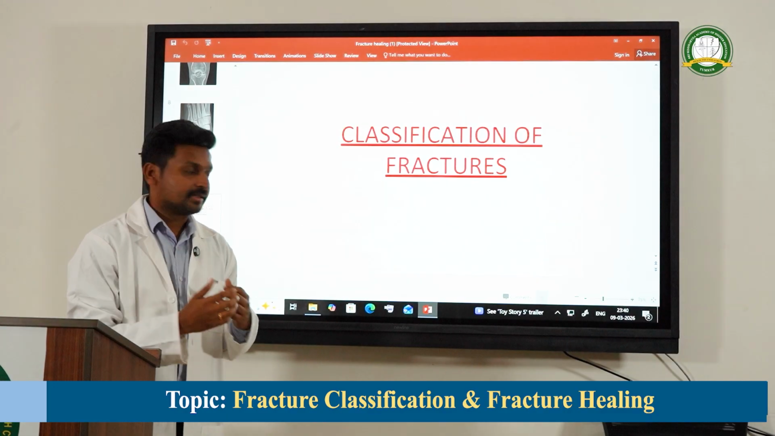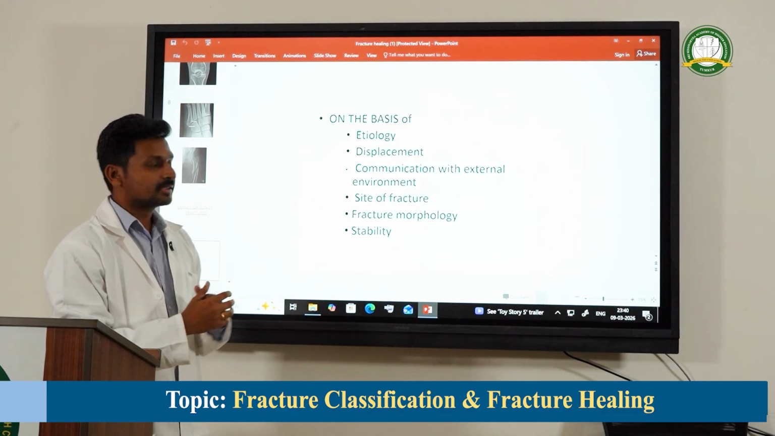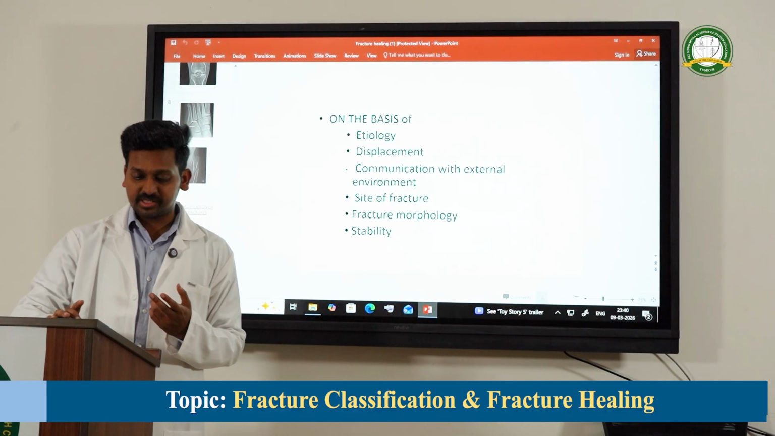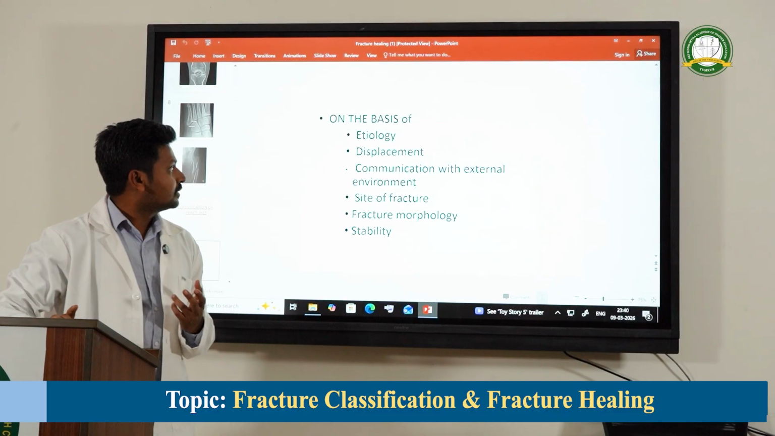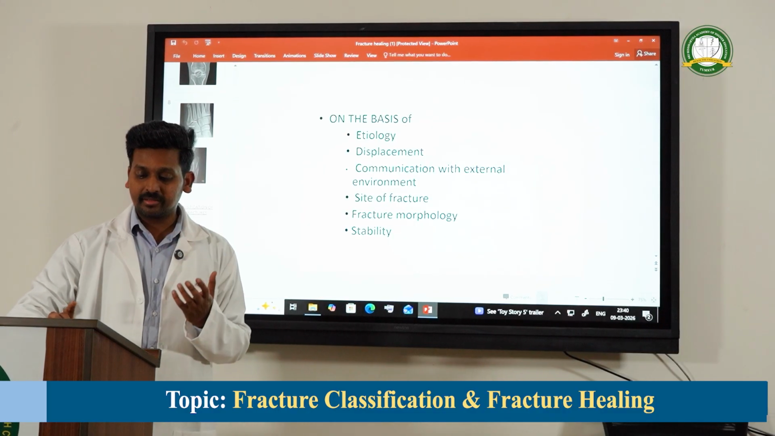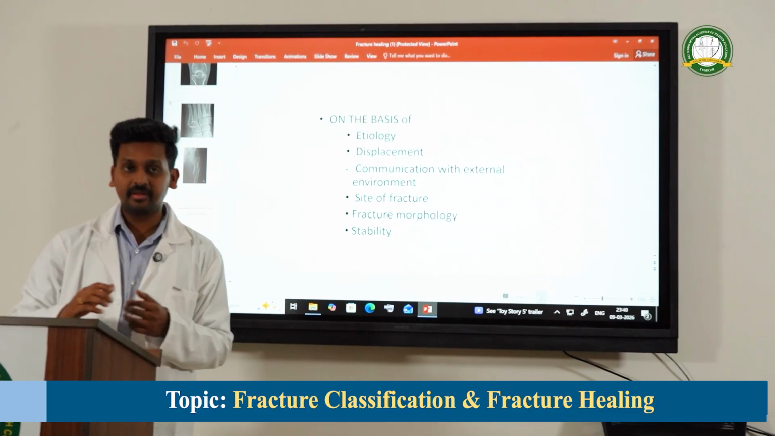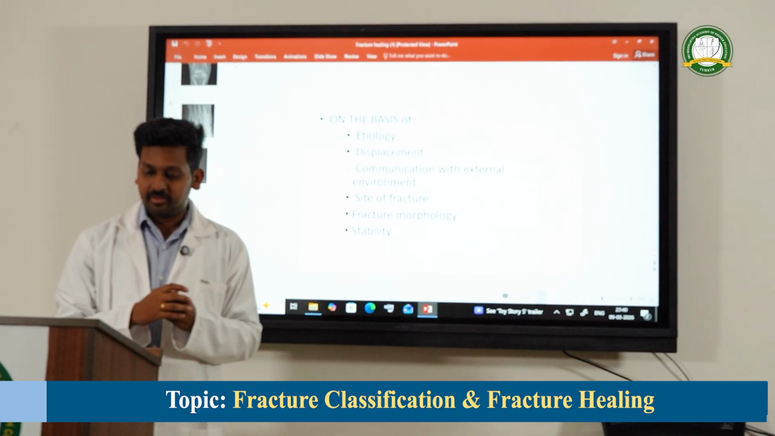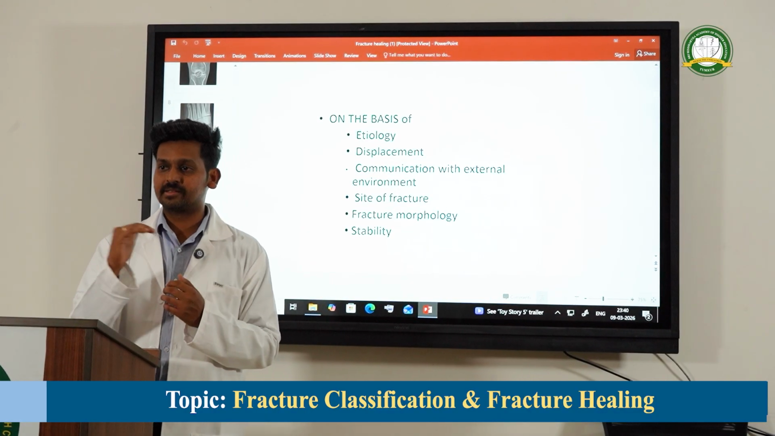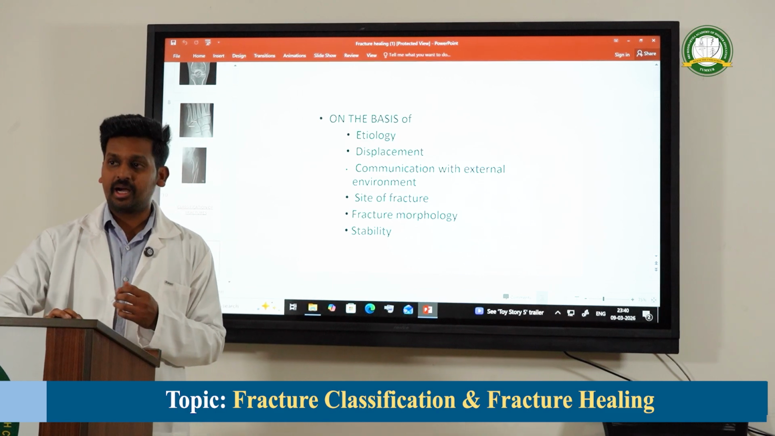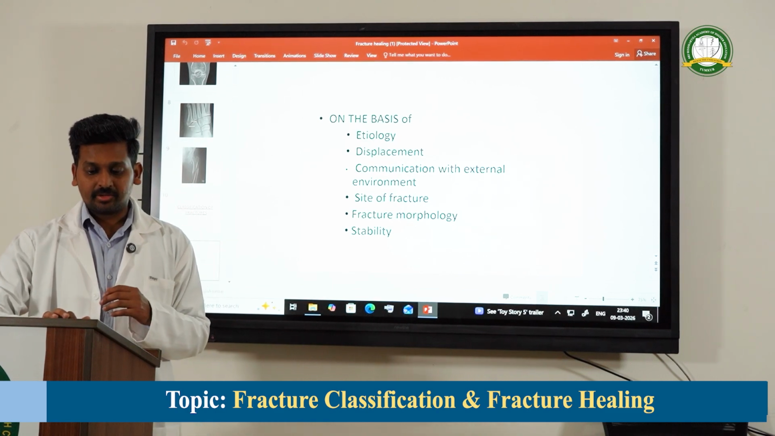So how do we classify fractures? Fractures are classified on the basis of etiology, based on the displacement, based on whether a fracture is communicating with the external environment, the site of the fracture, morphology, whether it is transverse, oblique or spiral, and based on the stability.